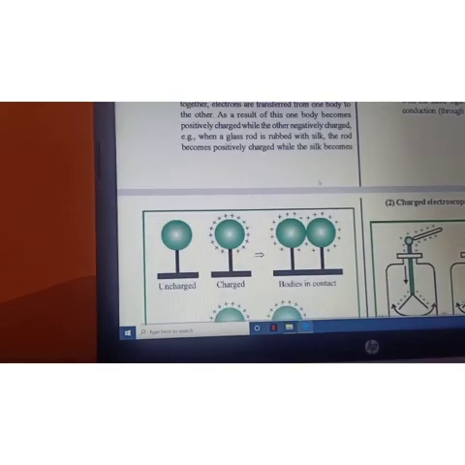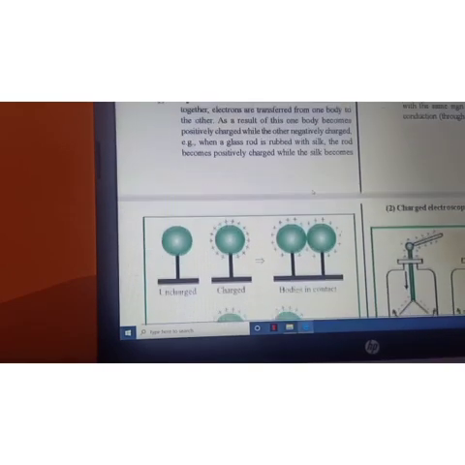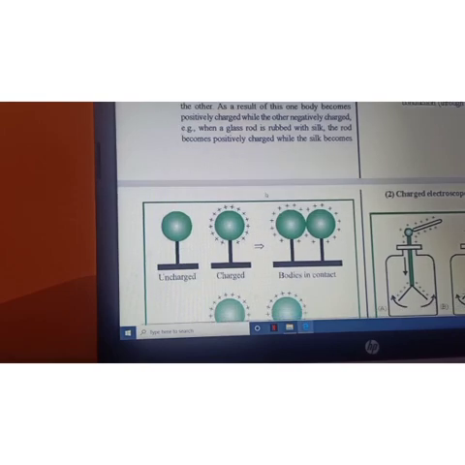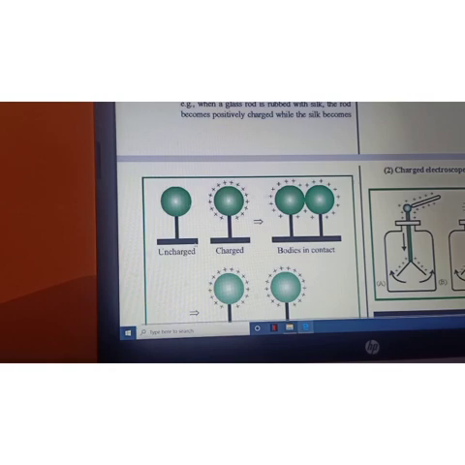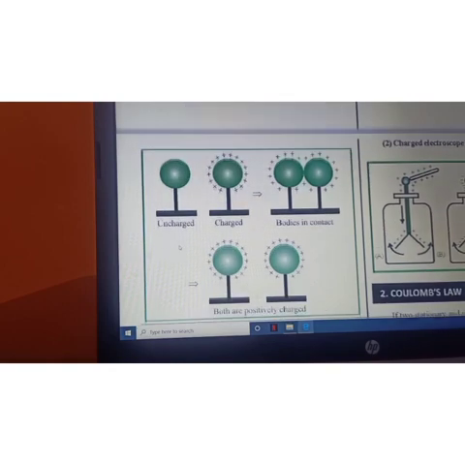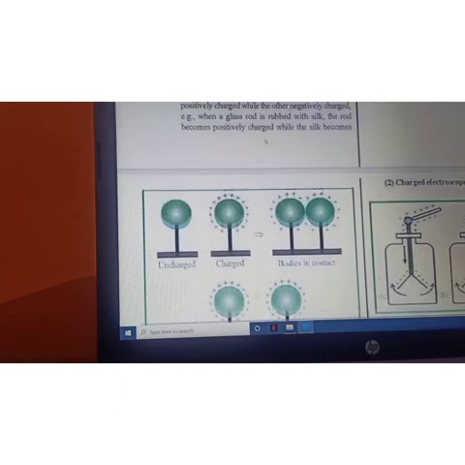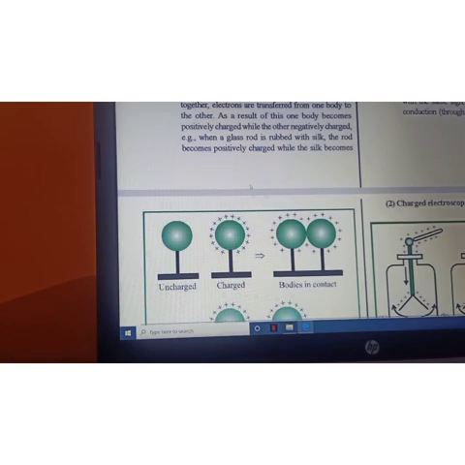Here a basic concept is work function. Work function means the minimum energy required to emit an electron from the outermost shell. Suppose there are two spheres, and if we rub them together, then the body with the lower work function gets positively charged, and the body with the higher work function is negatively charged.